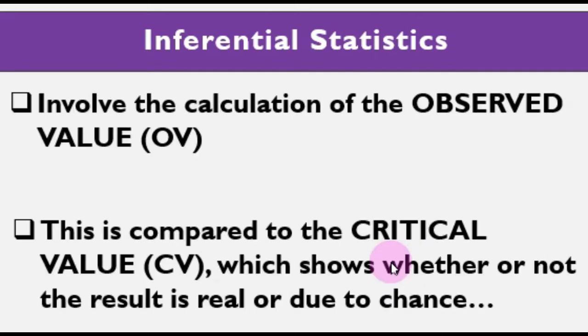We also have involved the calculation of observed value. Observed value, this is the specific type of data na nakuha natin. Okay? That is the observed value. This is i-compare natin yung observed value natin doon sa critical value natin. Okay, so dito natin malalaman kung by chance lang ba yun, kaya nagkataon na ganun yung observed value natin, or totoo nga na ganun yung data. Mamaya for further explanation ng critical value and observed value, explain natin siya.